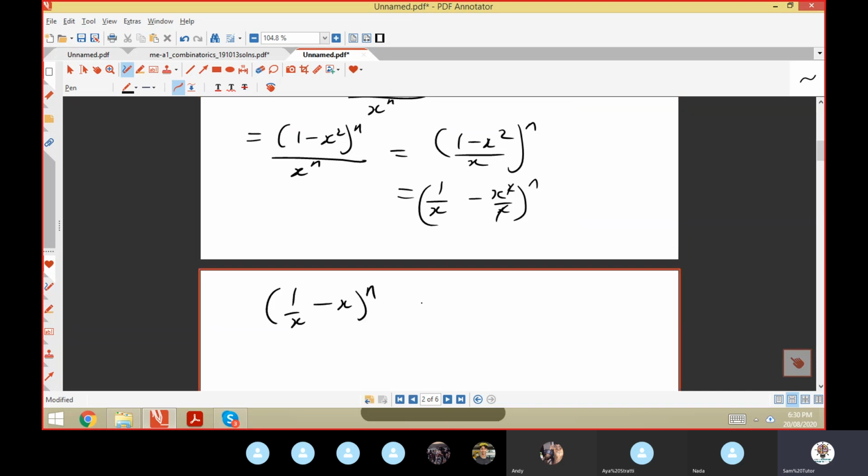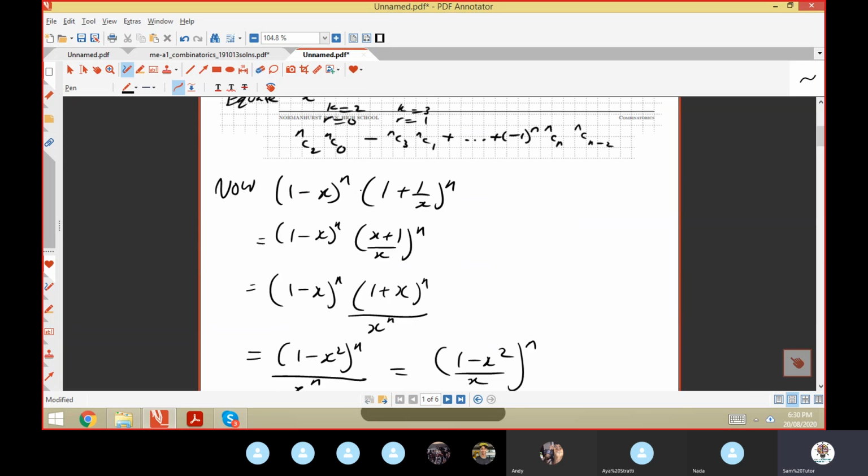So what we've just worked out is that this expression that they gave me originally, 1 minus x to the n, can be written as that last line.